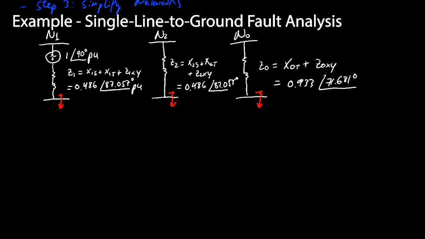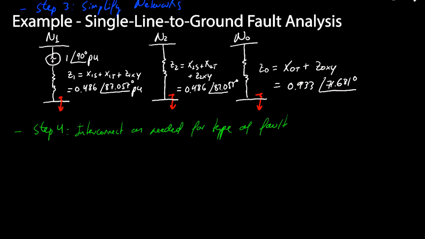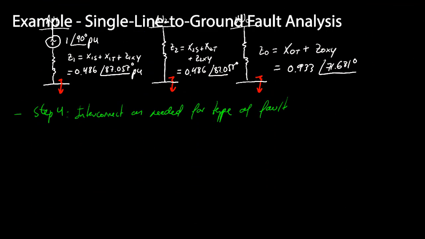So let me go to step 4 and let's switch colors again. So step 4 is going to be to interconnect the sequence networks as needed. So interconnect as needed for the type of fault. Again, this is going to vary dependent on the type of fault that we have. For this example, we're going to do a single line to ground fault.